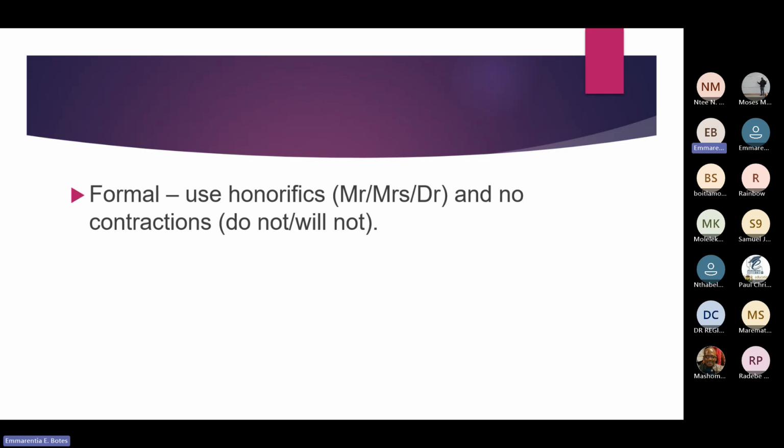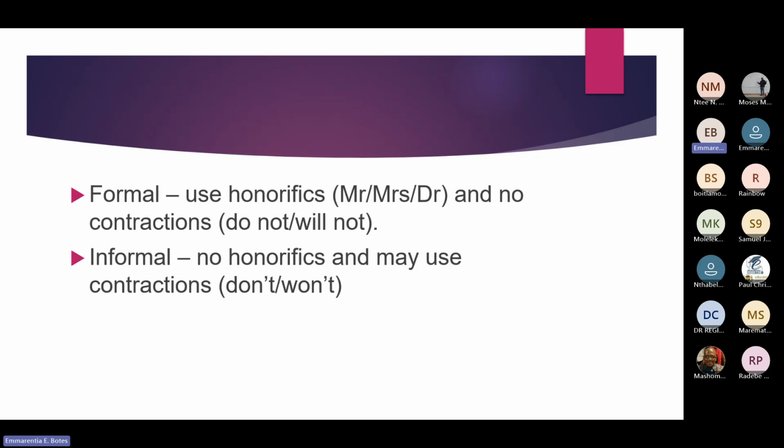Now, when we write a formal dialogue, we will use honorifics, that is titles like Mr., Mrs., Doctor, and you won't use any contractions. So you won't say won't or don't. You will say do not and will not. But now for an informal dialogue, remember again, it depends on your topic. If you have a discussion with a teacher or with a parent or an older person, then it will be formal. But informal, you do not use any honorifics, so no titles, and you may use contractions. So that's only for informal that it counts. Any formal writing, you will never use contractions. You will only use them in informal writing.